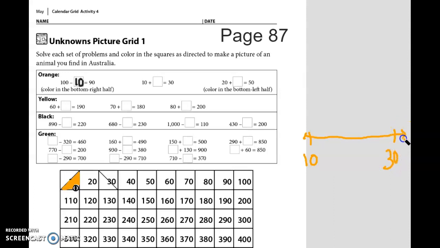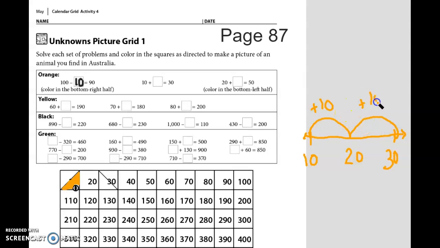And we could try to find the space in between. Well, if we take a jump of 10 from 10, we know that we land on 20. If we take another jump of 10, well, we'll land on 30.